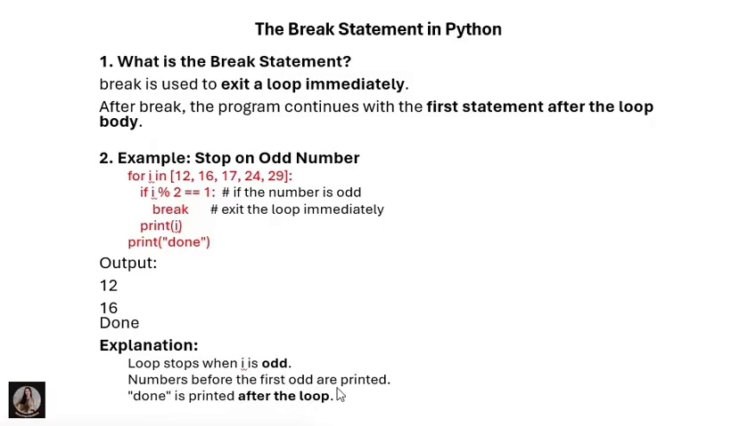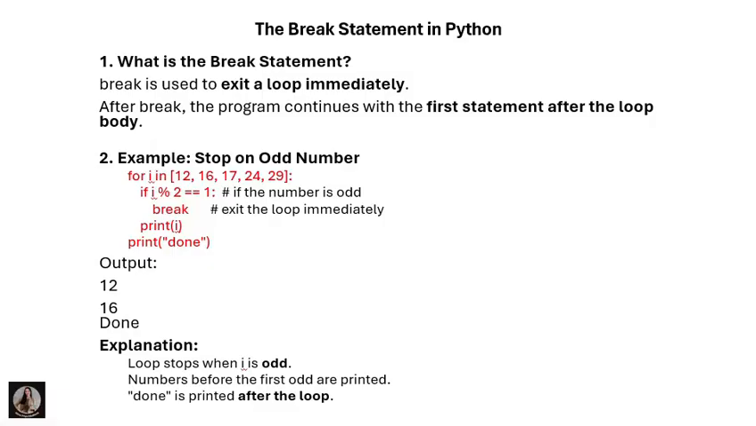Here the loop stops when i is odd. Numbers before the first odd number are printed, and done is printed after the loop body. Very simple, right? Break statement, how exactly it will work? It will break the loop, exit the loop immediately whenever the given condition is true, and it won't execute the next iterations. It will stop the iteration there only.